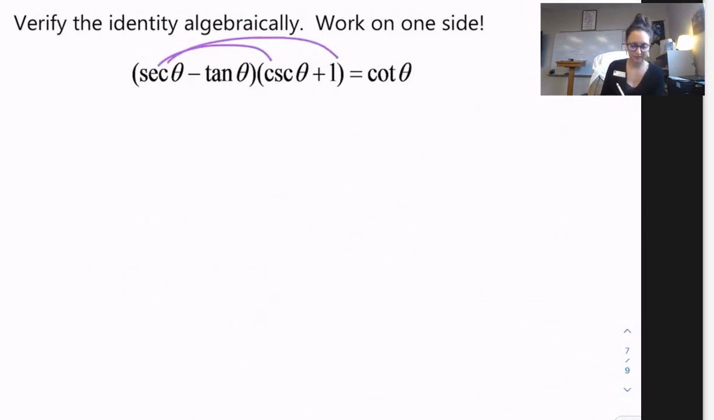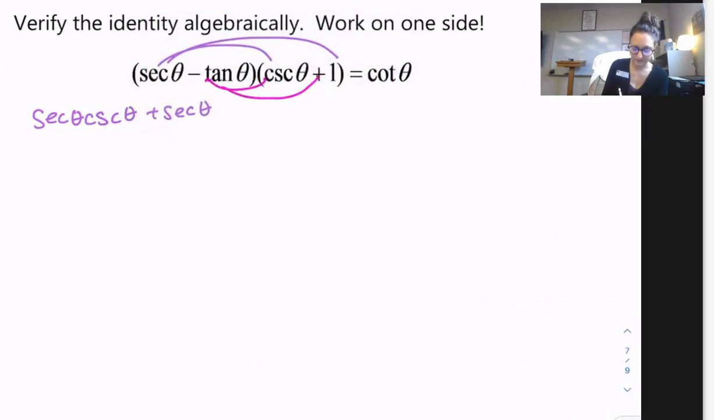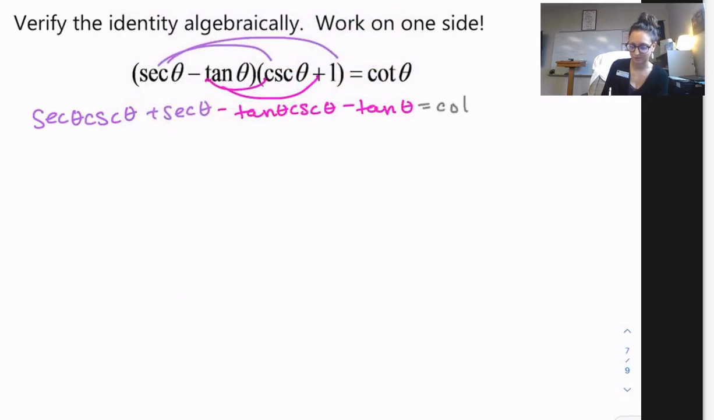So when I distribute the secant of theta, I get secant of theta times cosecant of theta plus secant of theta. And then when I distribute the negative tan, I get negative tan theta cosecant theta minus tan of theta, right? And I'm supposed to show that all of this is somehow equal to cotangent of theta, okay? So far, doesn't look like we've made any progress, right? So again, when all else fails, let's change everything to sines and cosines.